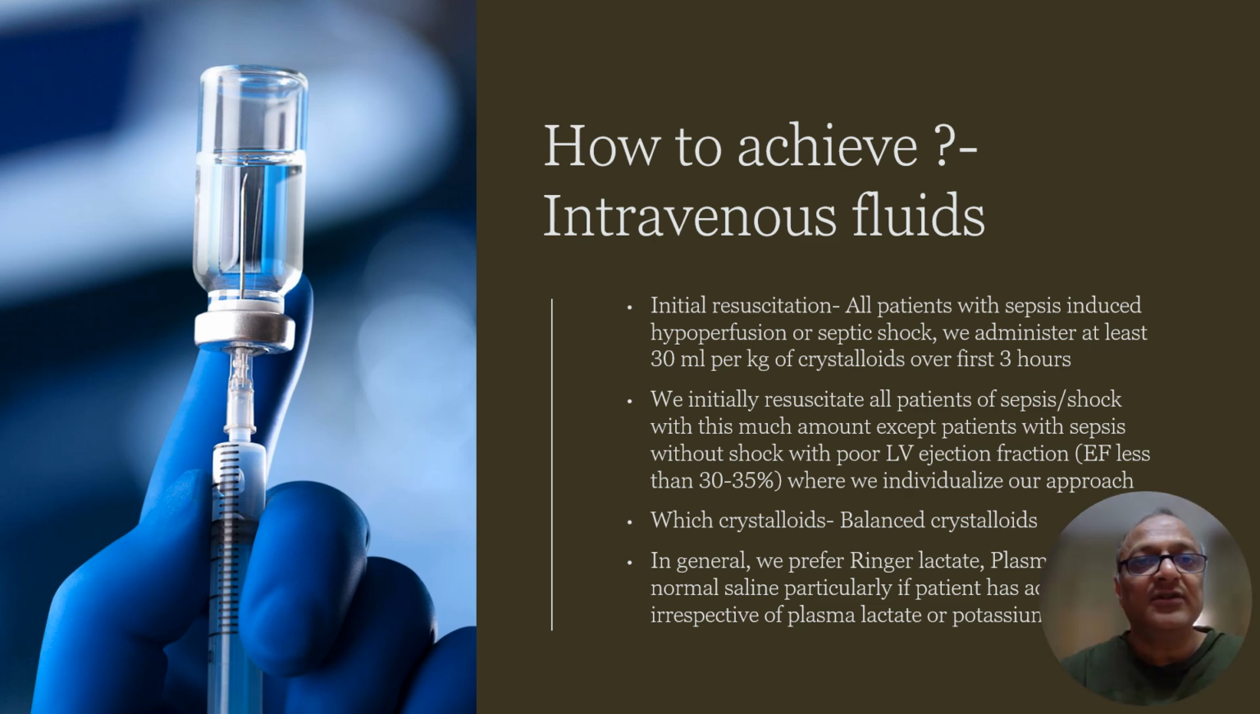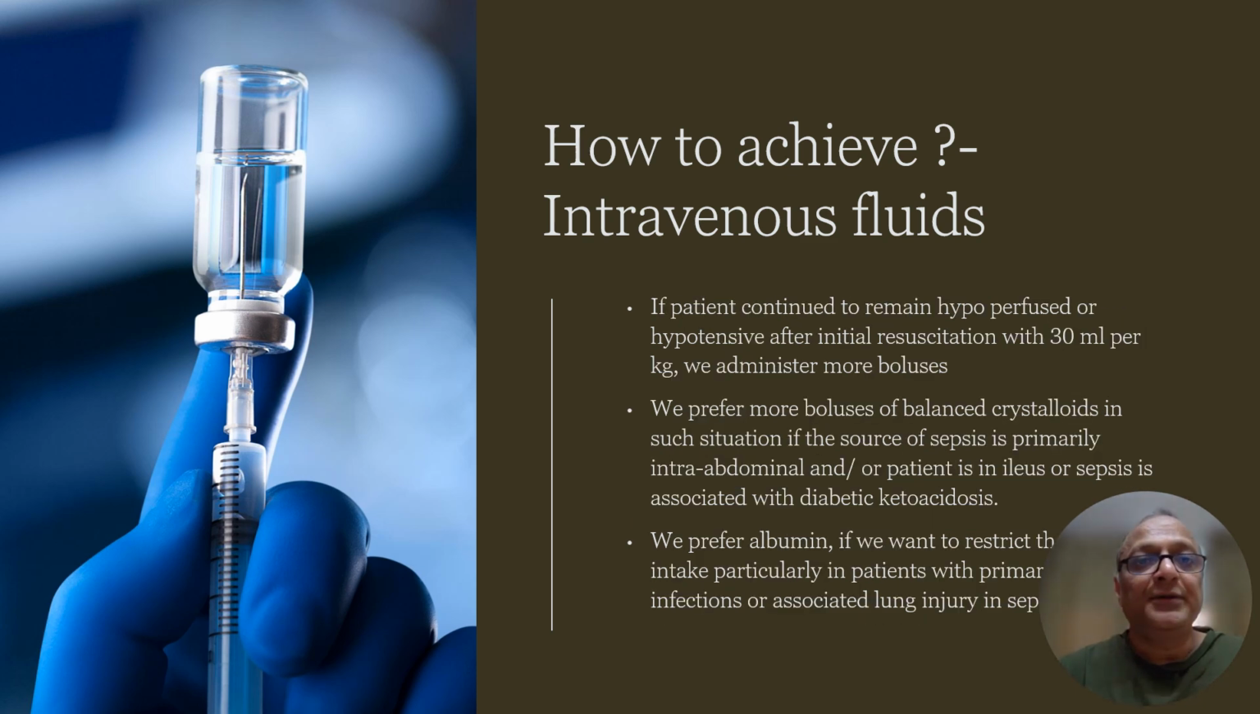What do we do to achieve these goals? We administer at least 30 ml per kg of crystalloids over the first 3 hours to all patients who present with sepsis-induced hypoperfusion or septic shock, except patients with sepsis without shock with poor LV ejection fraction, meaning ejection fraction less than 30 to 35%, where we individualize our approach based on ongoing monitoring and observations, which we will discuss later in this video. In general, we prefer Ringer lactate or Plasma-Lyte over normal saline, particularly if patient has acidosis, irrespective of plasma lactate or potassium value.